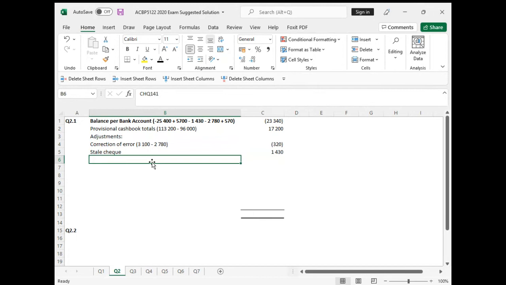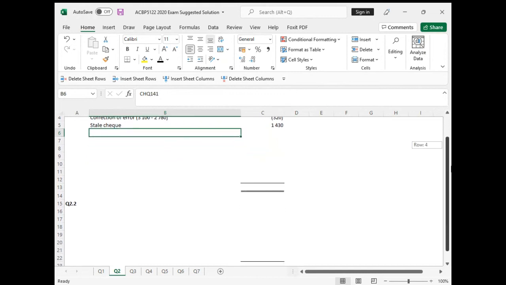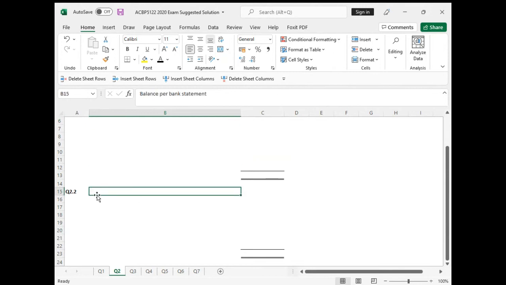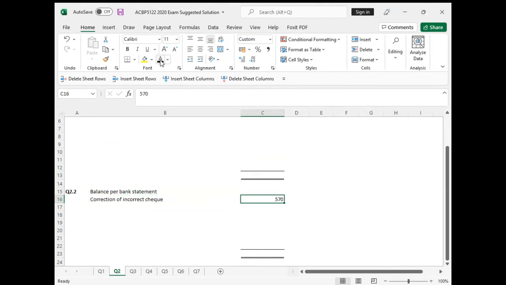And then we say 2.5, that 570 has not been corrected as yet. So that would actually affect our bank reconciliation. So the first thing we would have to do is the balance per the bank statement. We have not read that information as yet. Correction of the incorrect check. So you automatically then go enter that 570 onto your bank reconciliation as you go through the information.